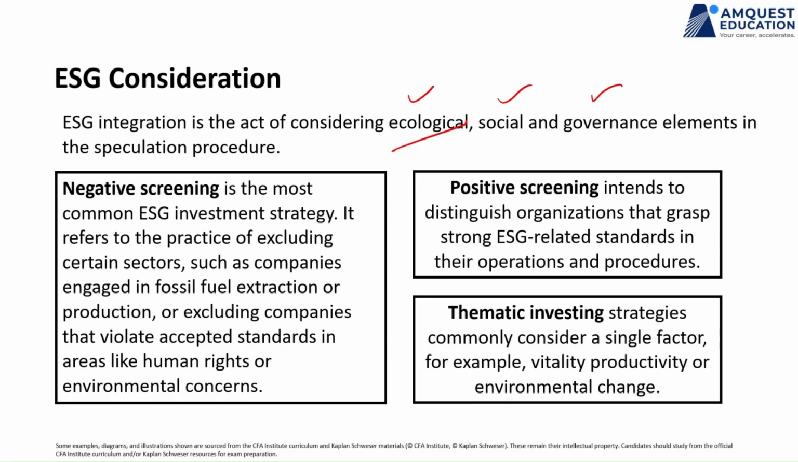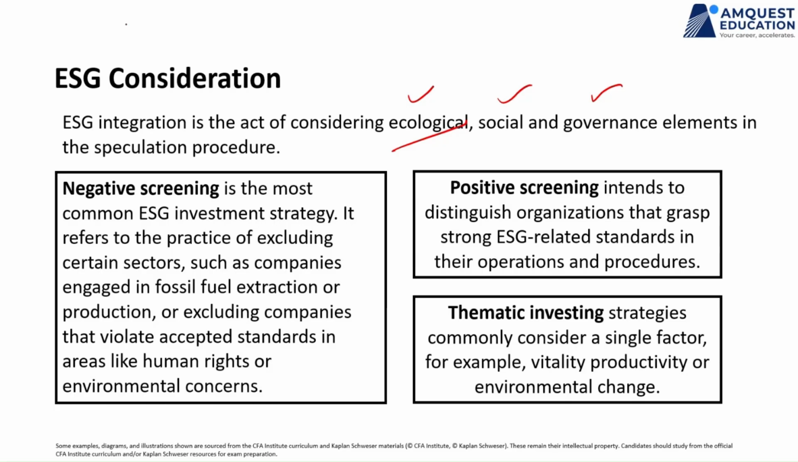But then the important list is negative screening, in which what sectors you would like to remove from your portfolio if you align yourself with ESG. So this is the most common ESG investment strategy. It refers to the practice of excluding certain sectors, such as companies engaged in fossil fuel extraction or production, or excluding companies that violate accepted standards in areas like human rights or environmental concern.